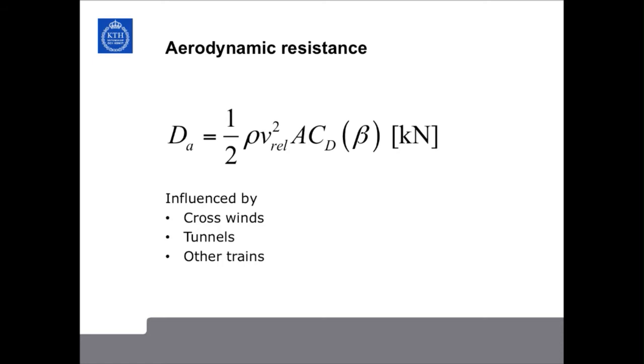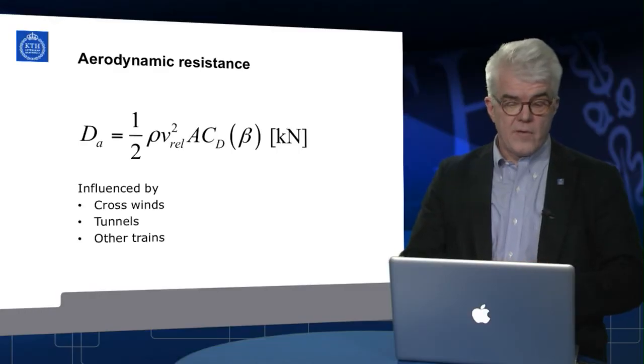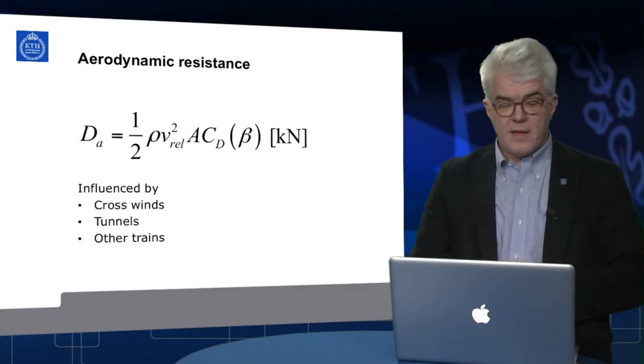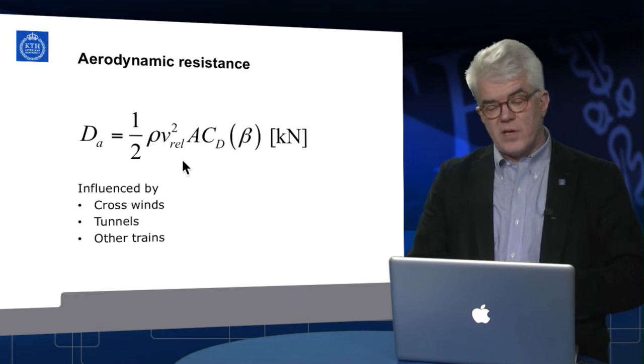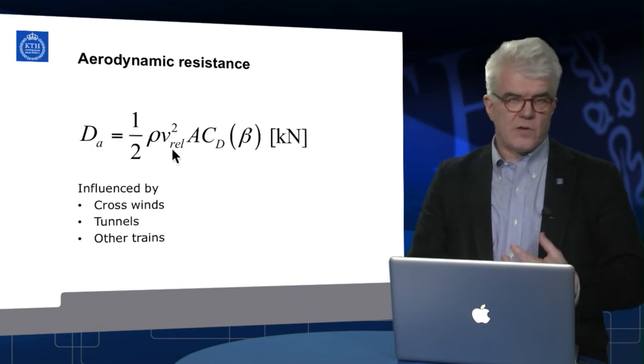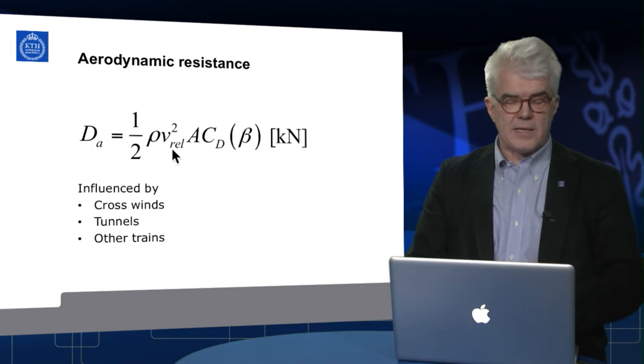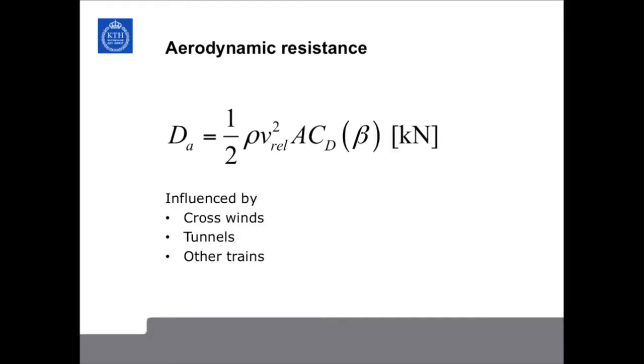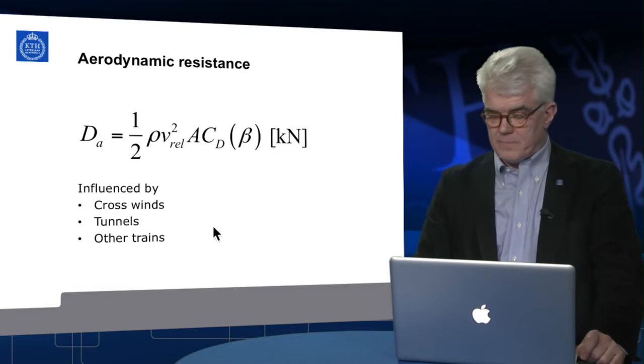This means, of course, that increasing speed means that the aerodynamic resistance of the train increases dramatically. And since we know that power is force times speed, we realize that power will be proportional to the cube of the relative speed. So operating a train at very high speeds means that this part increases dramatically. The aerodynamic resistance is also influenced by crosswinds, tunnels, and other trains it meets.